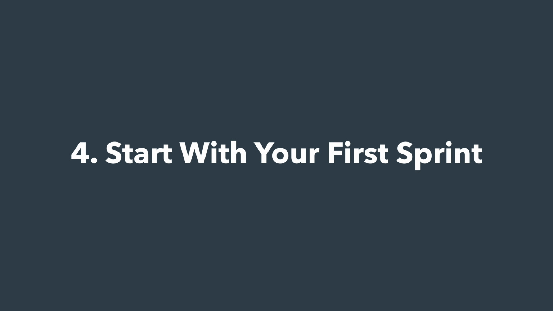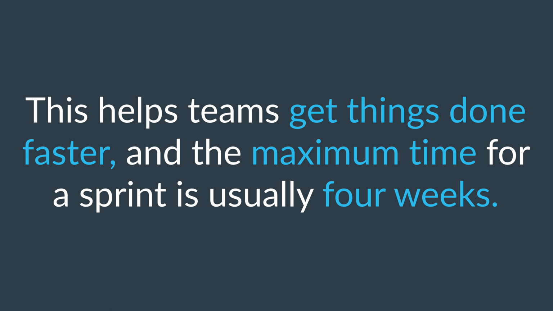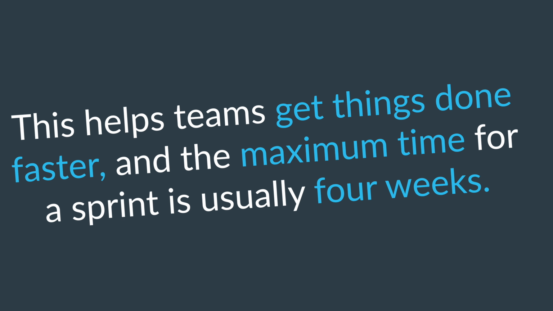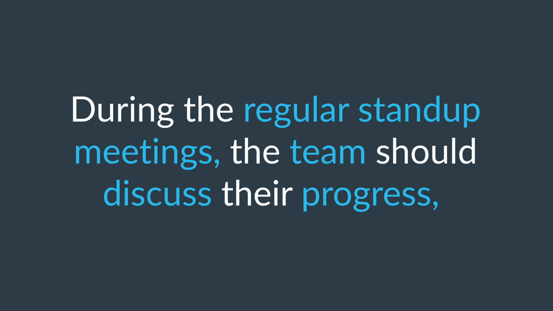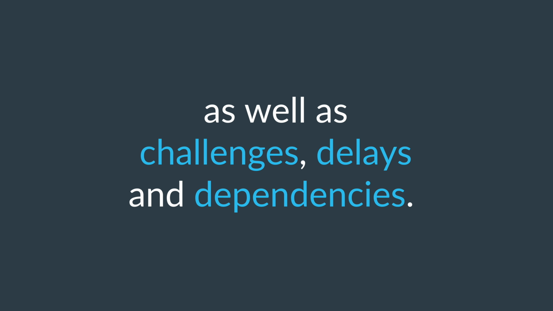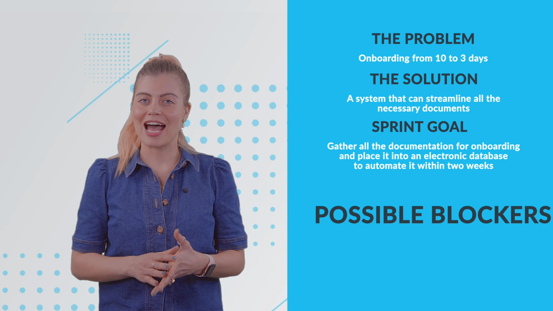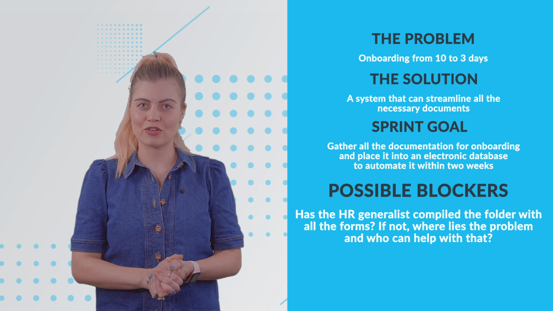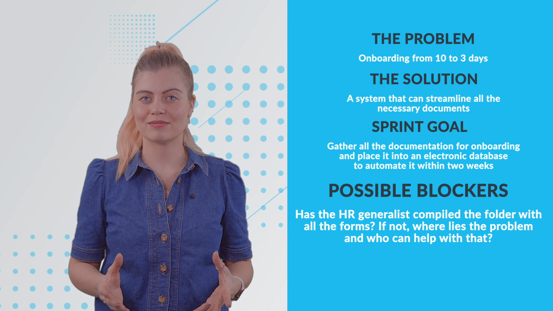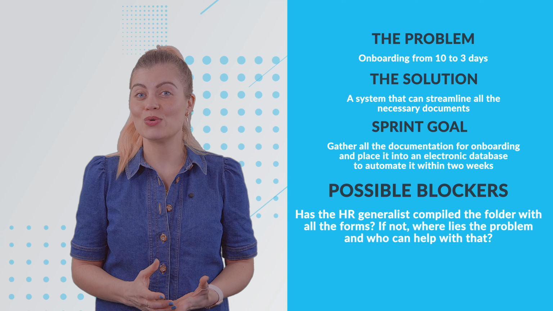4. Start with your first sprint. As mentioned before, a sprint is a specified and usually short period of time in which the team tries to complete a specific amount of work. This helps teams get things done faster, and the maximum time for a sprint is usually 4 weeks. During the regular daily or weekly stand-up meetings, the team should discuss their progress as well as challenges, delays, and dependencies. For example, has the HR generalist compiled the folder with all the forms? If not, where lies the problem and who can help with that?